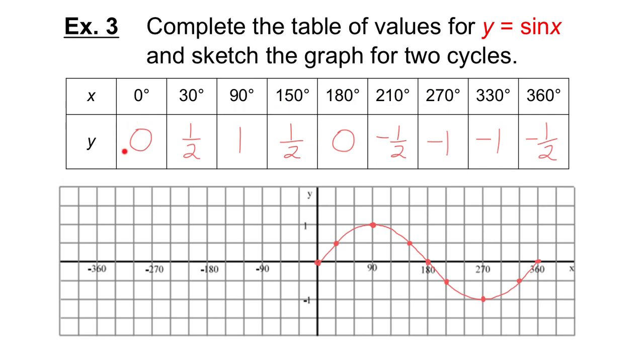So these values here, if I plot them on the graph, 30 degrees, a sine of that is a half, so I go up to a half, etc. Sine of 90 is 1. I get a graph like this. This is going to be a periodic function.